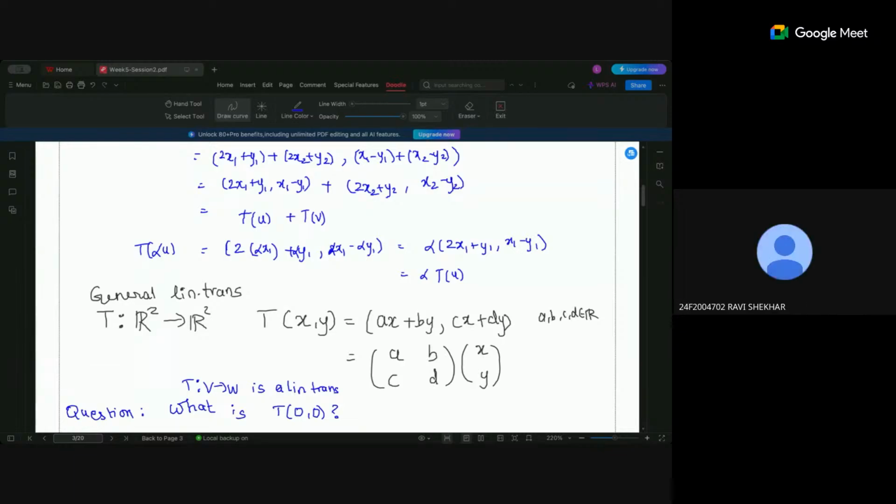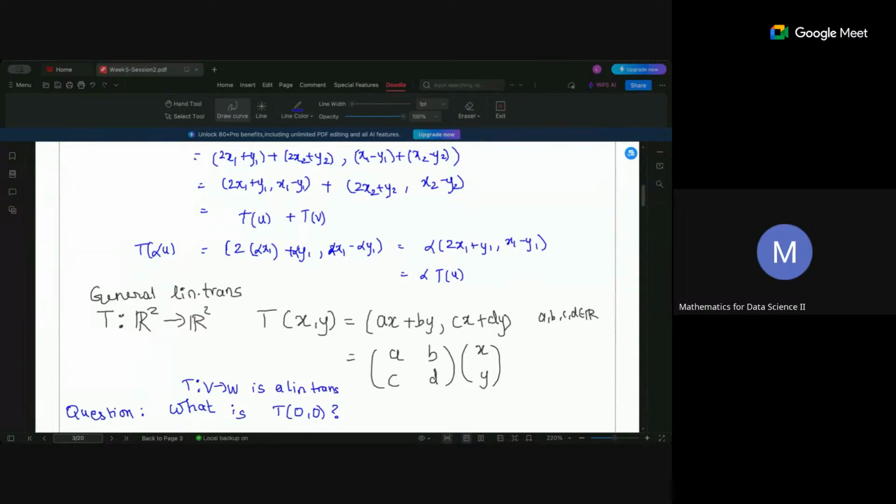By the way, ma'am, the zero should be preserved. R2 to R2. I'm asking for any V to W. Any V to W, how will you argue? The zero should be preserved, ma'am. Why? Why should it be preserved? Okay, I will give you a hint. Maintain the linearity. Yeah, that is the hint.